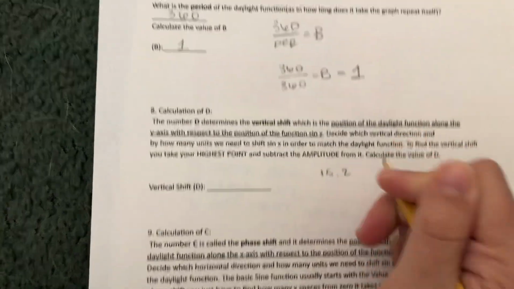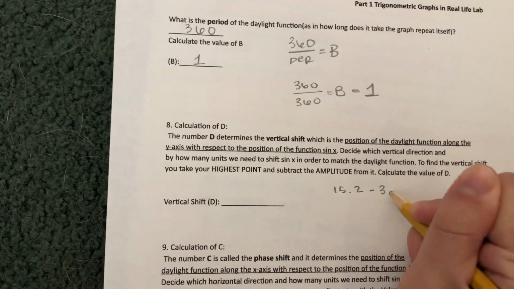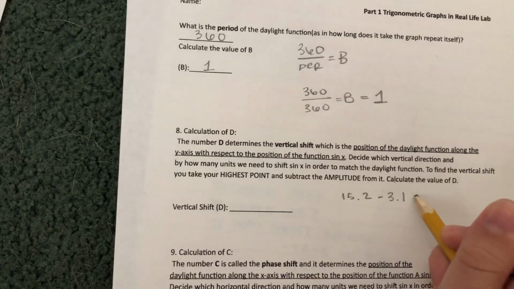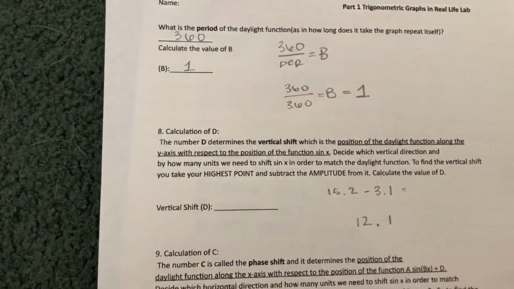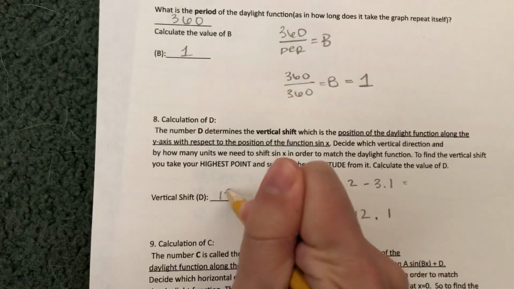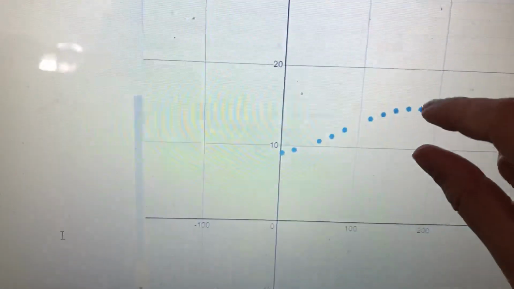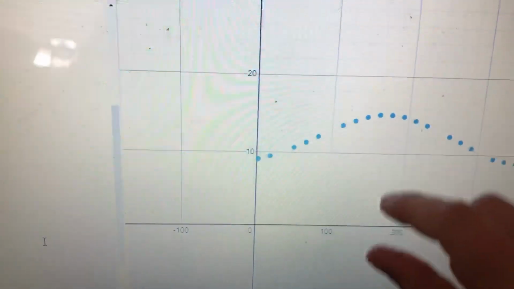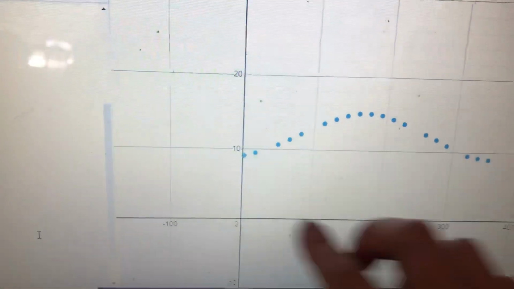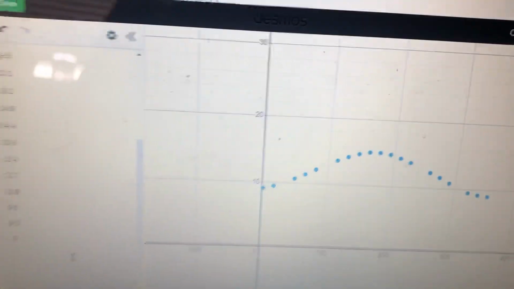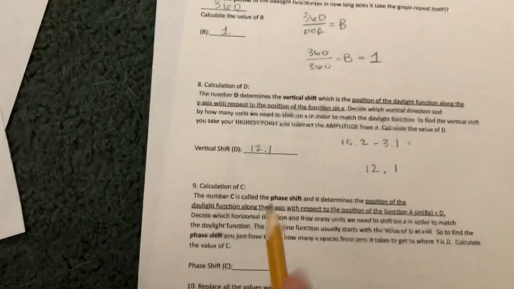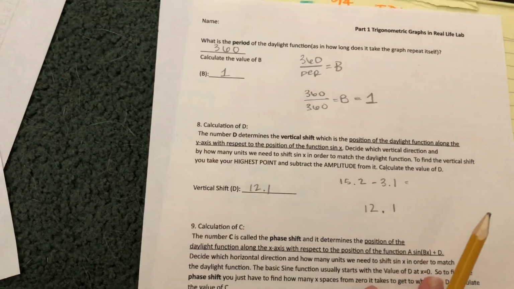We're going to subtract the amplitude, which was 3.1, and we are going to get 12.1. So the vertical shift is 12.1. All that's saying is that if we move this 12.1 units down, we have a normal sine function that works along here, but instead we took it and we put it up here. So our vertical shift is 12.1.